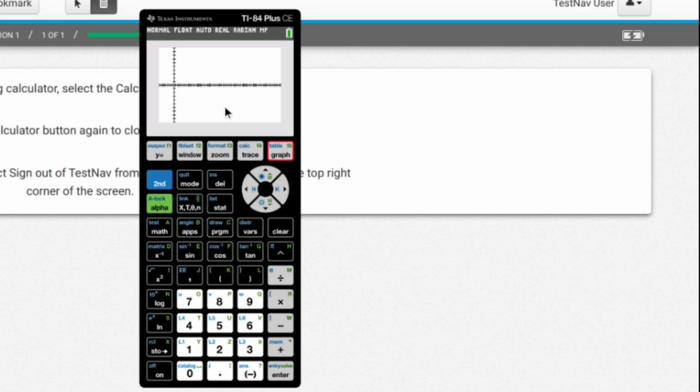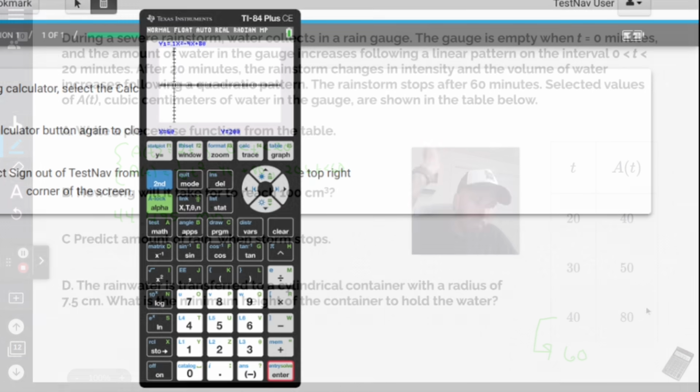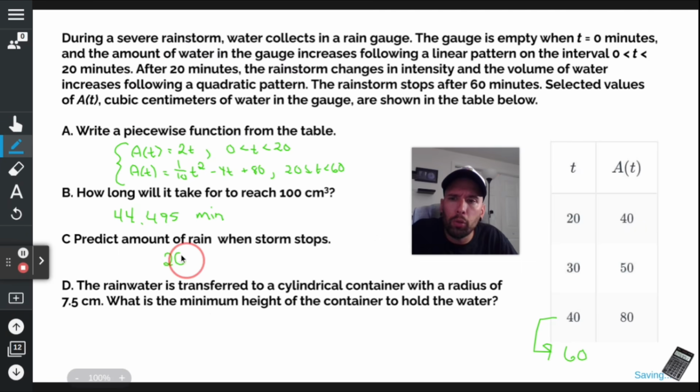No, and I really don't care. You can't do this, which is second calc, value, unless the number you plug in is visible on the coordinate plane. So if I do second trace value and type out 60, I get a cool 200. Even though I don't see the graph, what I see is a nice 200. So 200 cubic centimeters, let's go with it. Oh, look at that. 200 cubic centimeters.